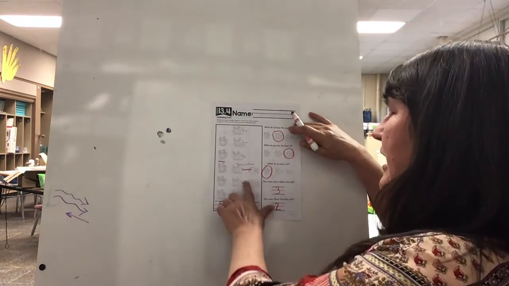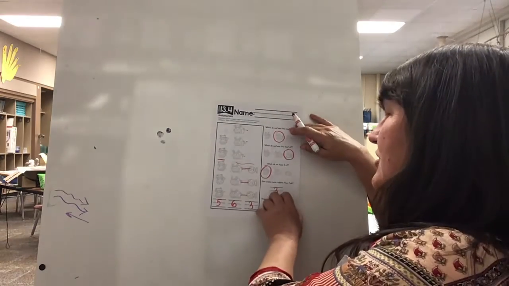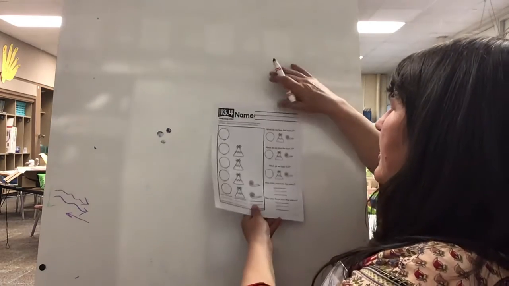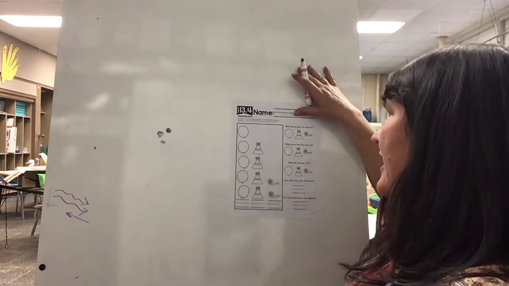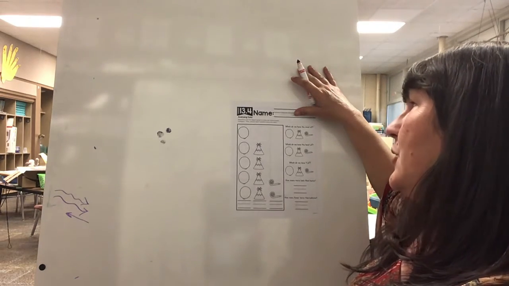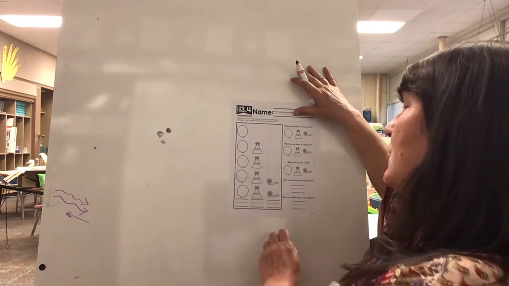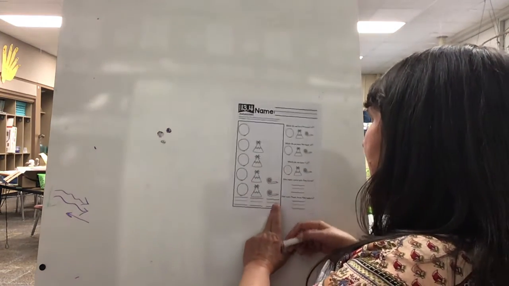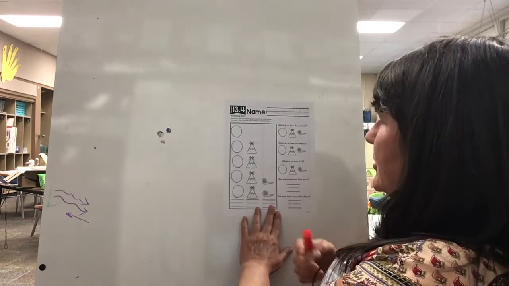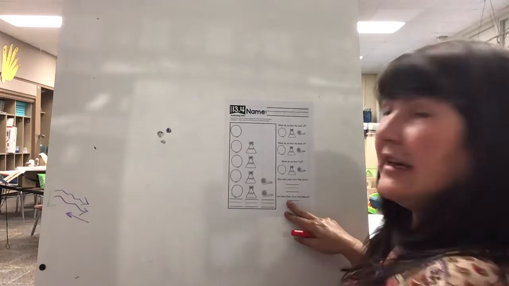Now, I made a lot of lines over here on my graph. You don't have to do that. I was just trying to show you. But on the other side, you're going to use this object graph to write the total of each category. And then you're going to answer each question using the data. So you'll count the balloons. Go ahead and do that. And write how many.